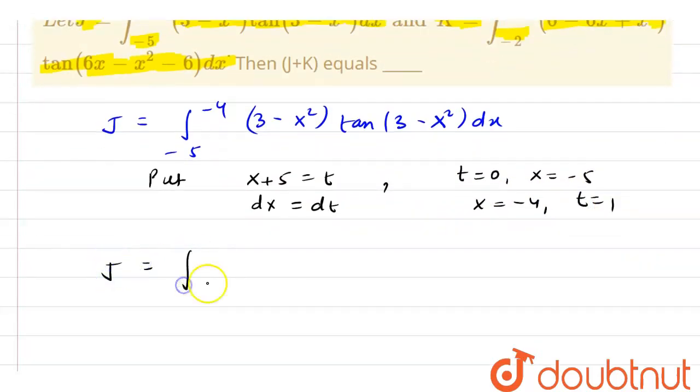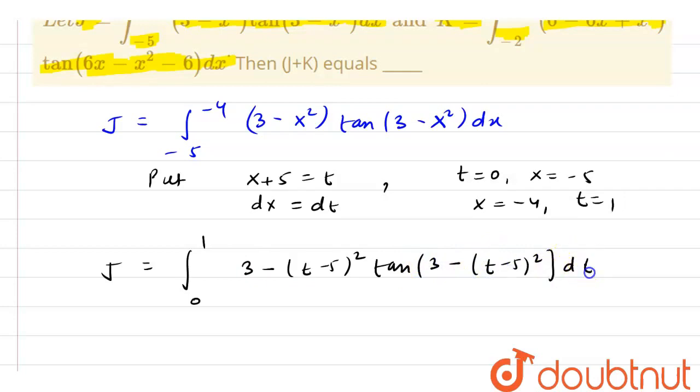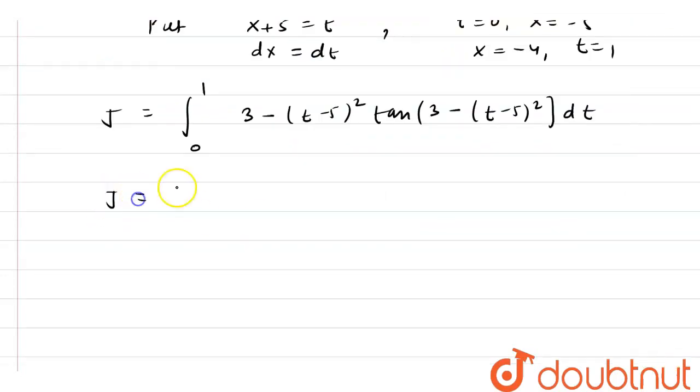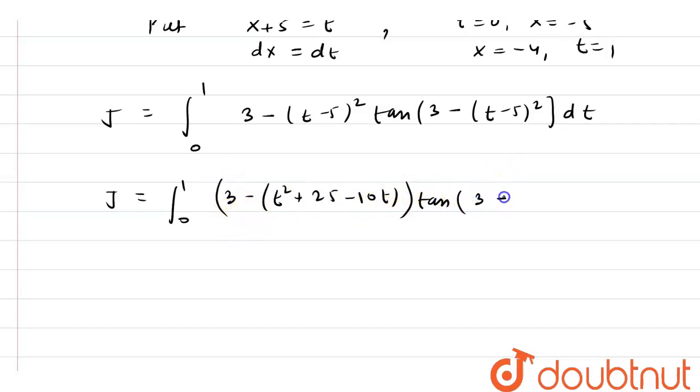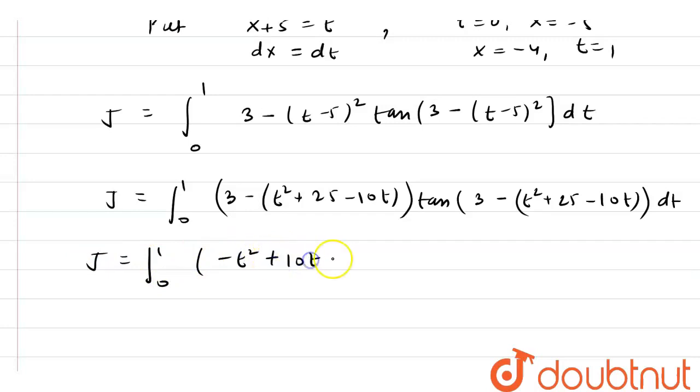So here the value of J is the integral from 0 to 1, and we have 3 minus, in place of x we have (t - 5) whole square, tan(3 - (t - 5)²), and dx equals dt, so we have dt here. Now the value of J is the integral from 0 to 1 of (3 - t² + 25 - 10t) times tan(3 - t² + 25 - 10t) dt. So the value of J is the integral from 0 to 1 of (-t² + 10t - 22) tan(-t² + 10t - 22) dt.